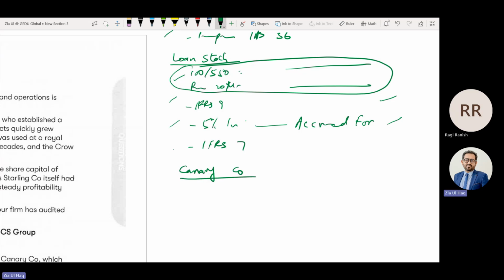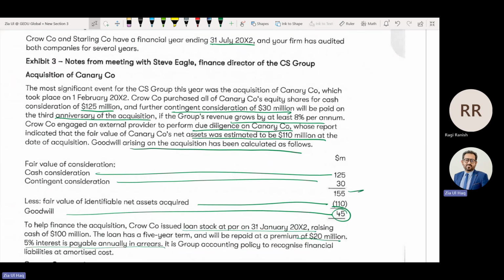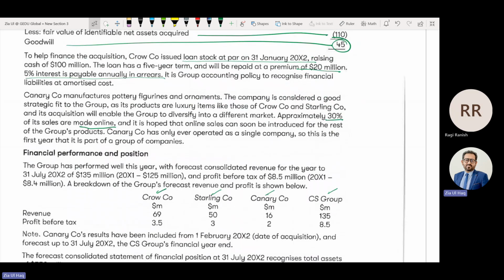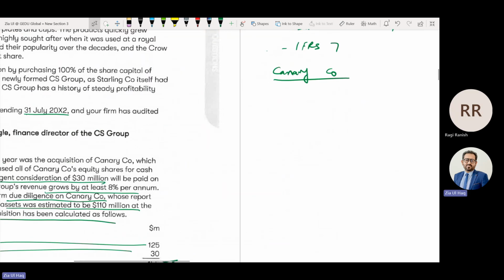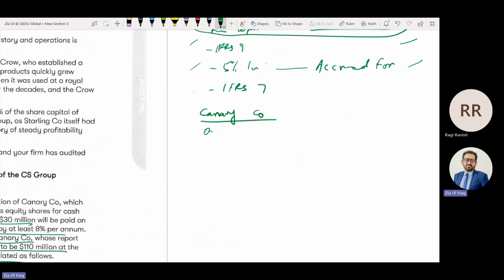What's the issue? 30% of the sale of Canary Company is online. Let me find the figure for total sale of Canary Company. 16 million. Okay. See, we put a heading: online sale.